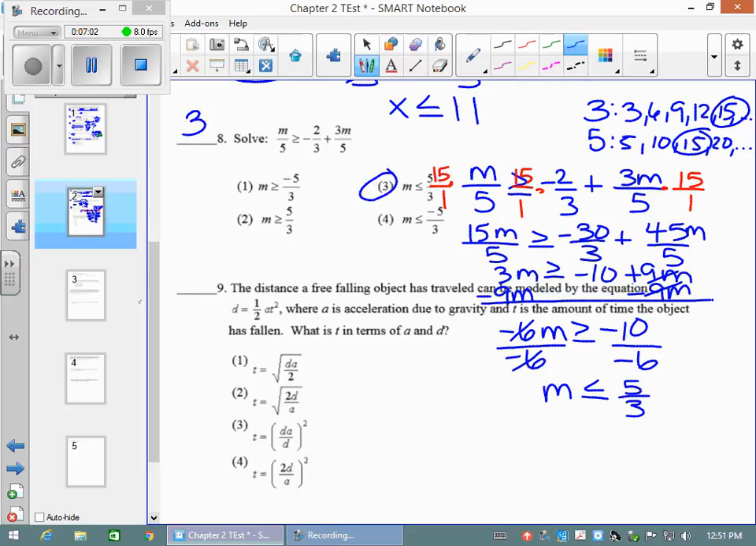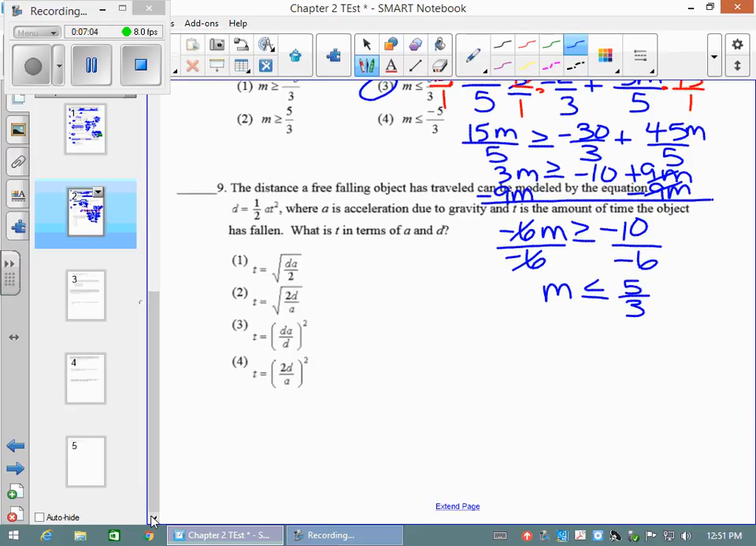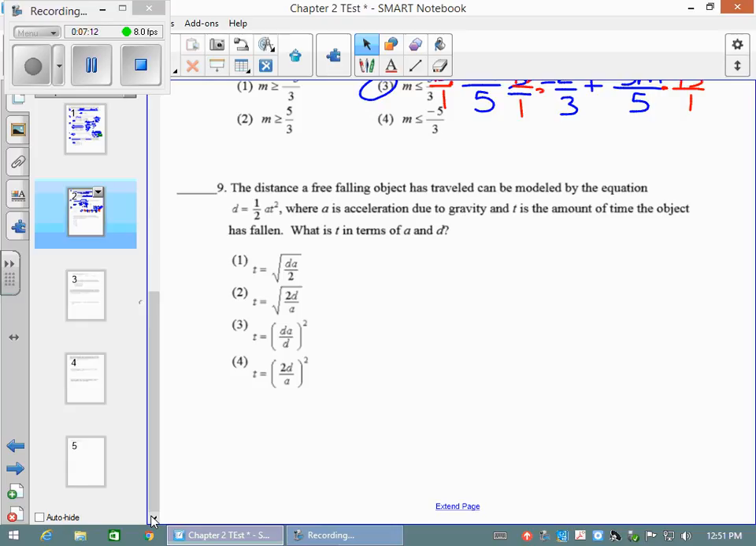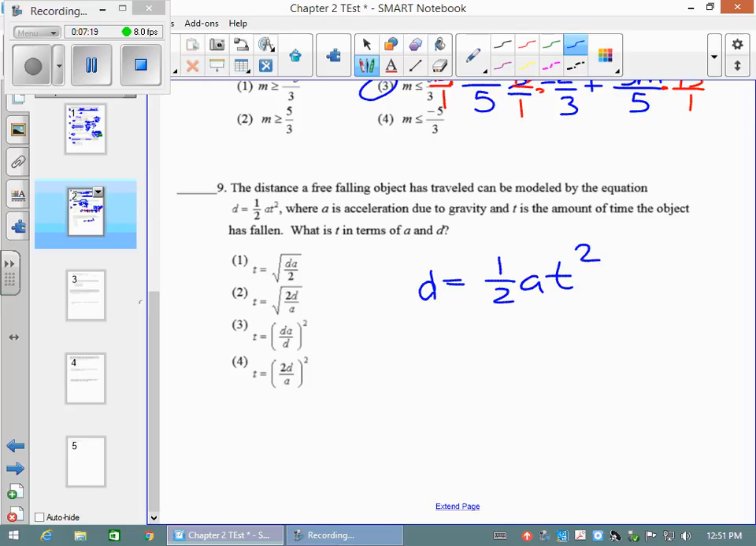So this answer was choice. And then for number 9, give myself a little room here so I can see the question. For number 9, we're dealing with this equation. D is equal to 1/2 a times t squared. And we're being asked to find what is t in terms of a and d. So we're being asked to solve for t.